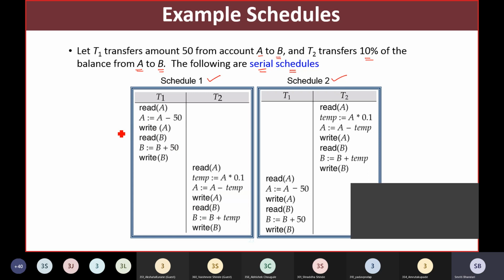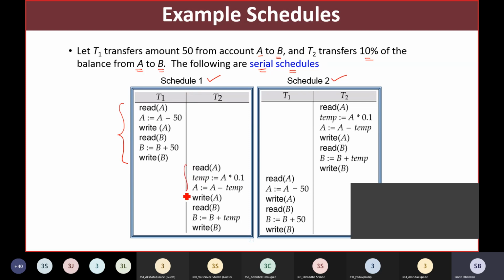So both the transactions are using two accounts A and B. Transaction T1 is simply transferring amount 50 from A to B, and transaction T2 is transferring 10% of the balance from A to B. So if these transactions are executed serially, then we may come up with the serial schedules. See here, schedule 1 is a serial schedule, and schedule 2 is also a serial schedule.